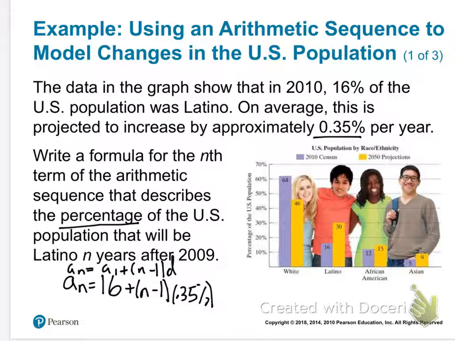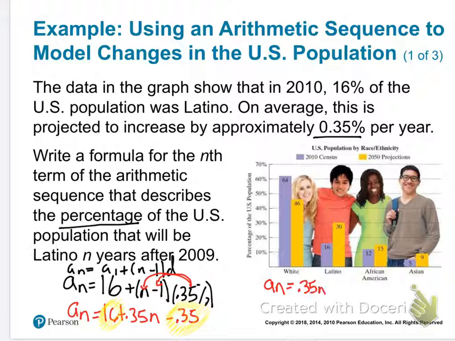So we can leave it like this, or we can now go through and distribute that. So if I wanted to distribute it, I'd end up with, sorry, my iPad keeps falling, a sub n equals 16, and then it's going to be plus 0.35 n minus 0.35. You're going to combine like terms. In this case, the like terms are your constant terms. So our formula would be a sub n equals 0.35 n plus 15.65.